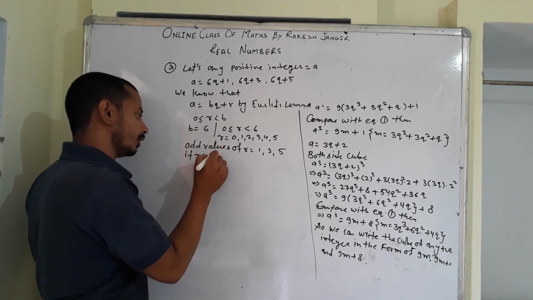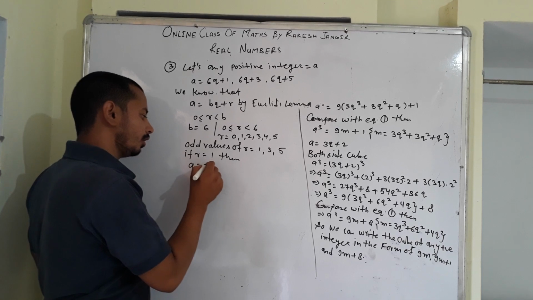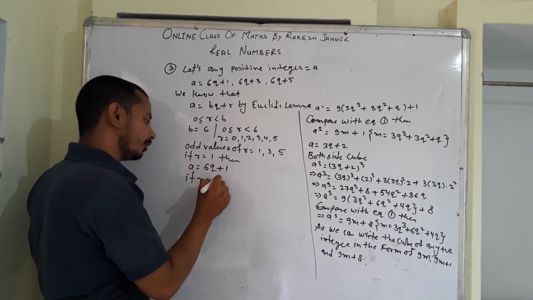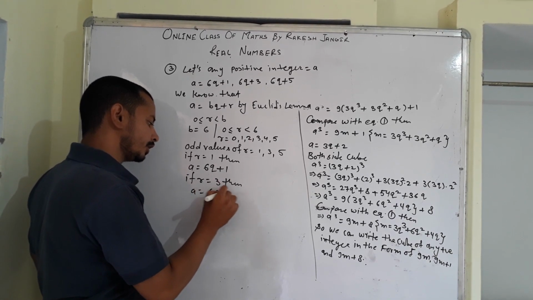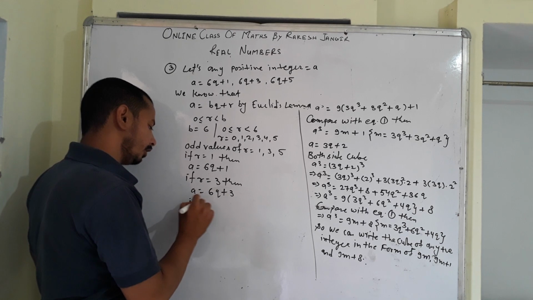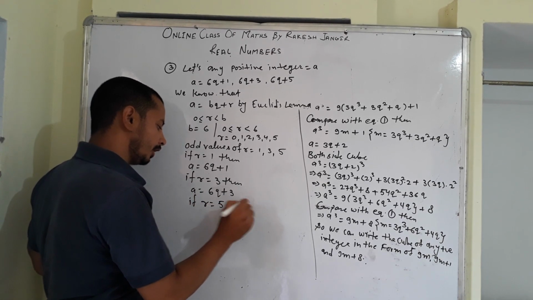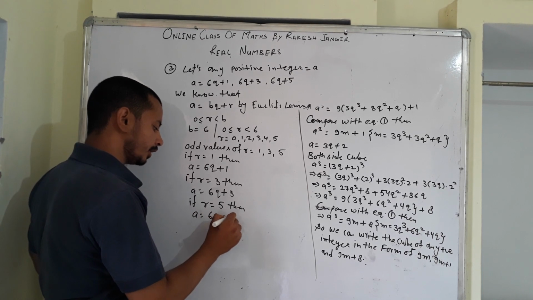If r equals 1, then a equals 6q plus 1. If r equals 3, then a equals 6q plus 3. If r equals 5, then a equals 6q plus 5.